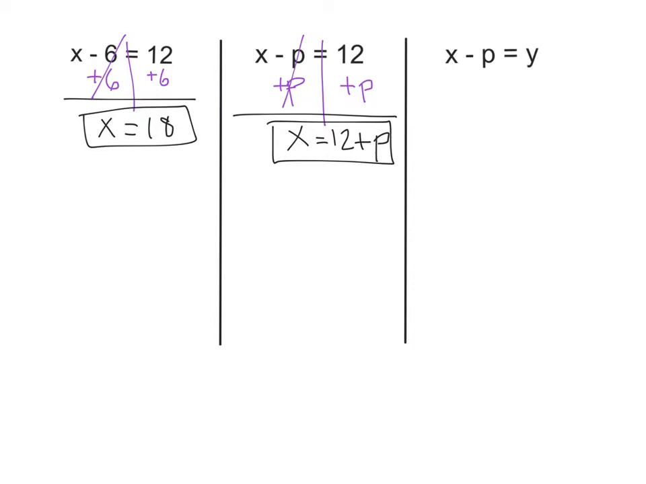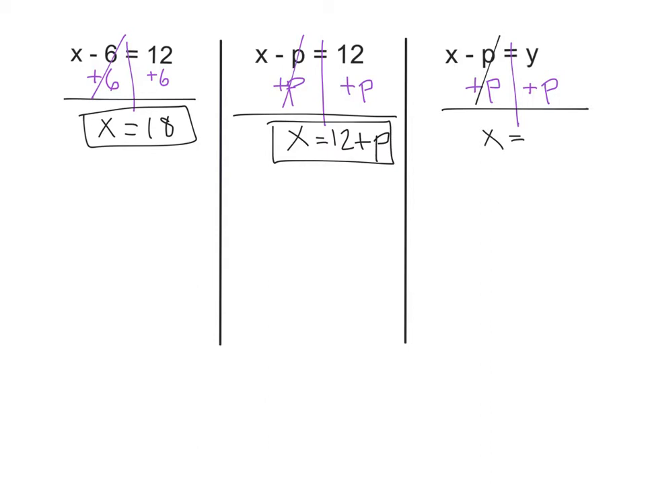So what are we going to do? We're going to add p to this side, and we're going to add p to this side. X minus p plus p, again the positive and negative p's cancel. We're left with x equals, and now we've got y plus p.